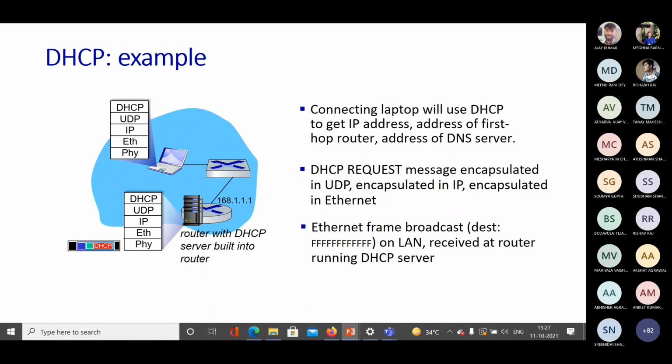Now it has reached the DHCP server. If you remember, the client, that means the host which wants an IP address, will first send a broadcast message to discover who the server is. That is why you have an Ethernet frame broadcast. The destination is of course FFFF on the LAN, and it is received at the router running the DHCP server. So this is how it happened, just as I showed you.